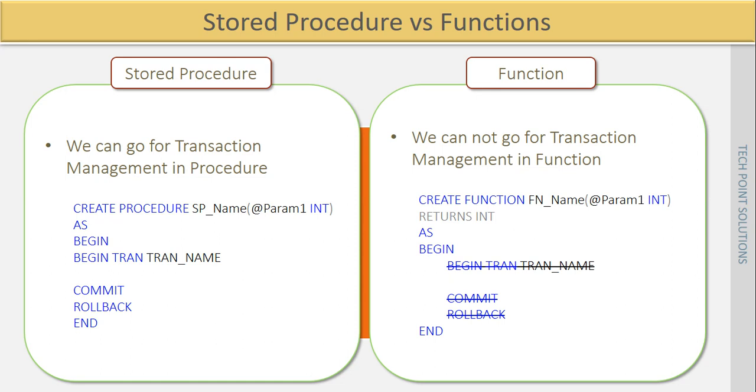Now, since store procedure is basically designed to implement business logic, what if we have some critical business logic and there is some possibility of transaction failure? In that case we need to roll back or commit a transaction. That is why we can go for transaction management in procedure. And function is basically designed for calculation purpose, then there is no need to implement or handle transaction management inside a function. So function does not support transaction management.